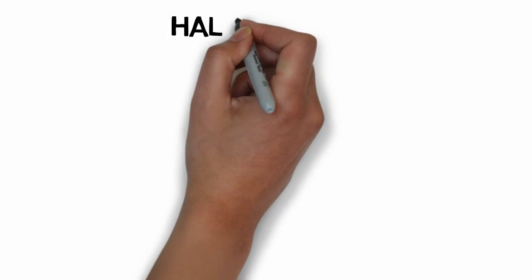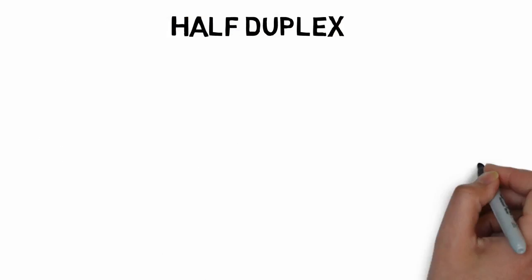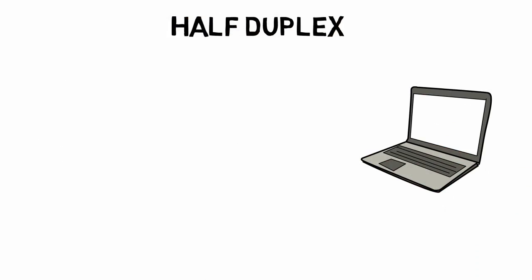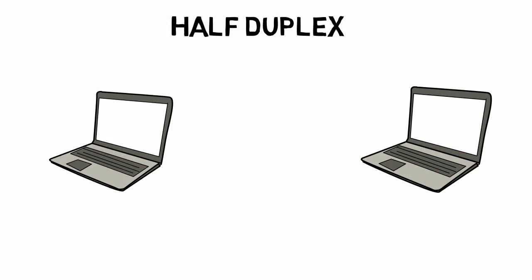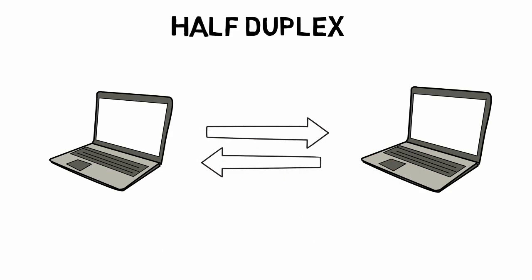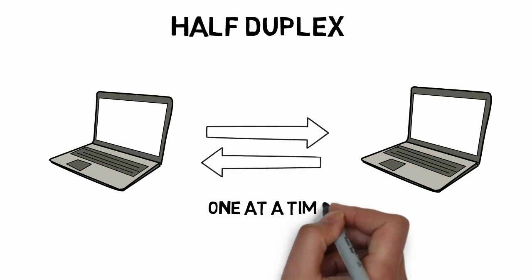The second one in our list is half duplex. In this one, even the transmitter and the receiver can send data to each other, but only one at a time. A great example of this would be a walkie-talkie. You can communicate with each other, but just one at a time.